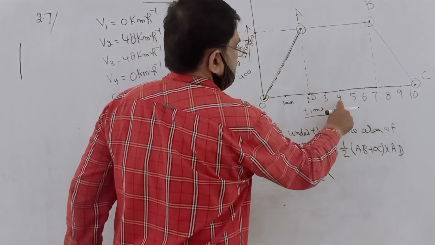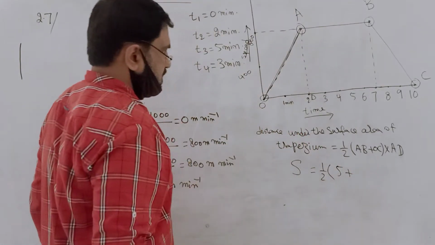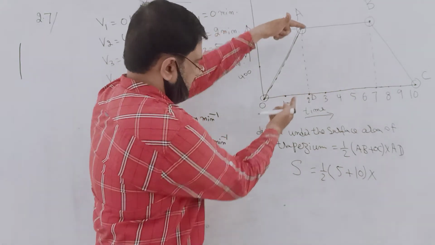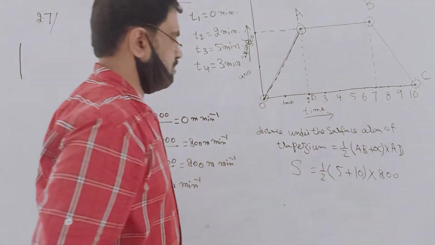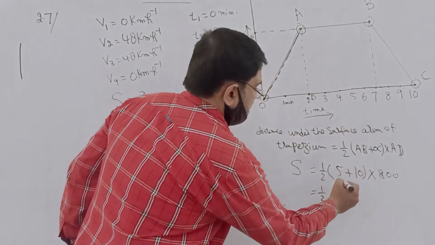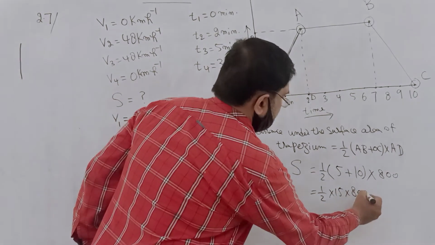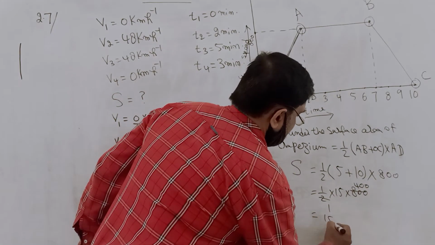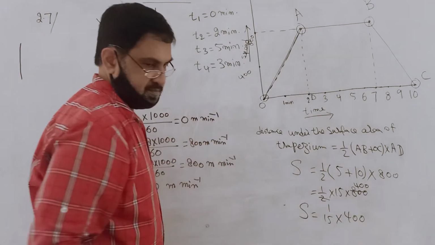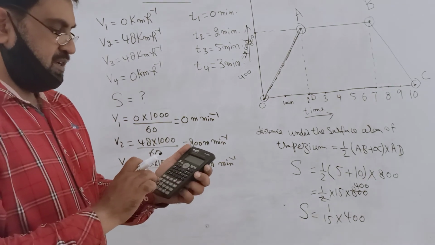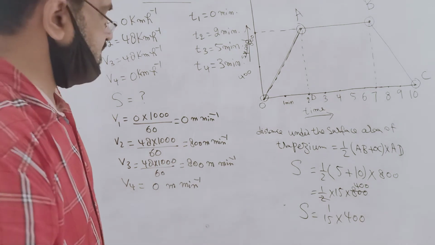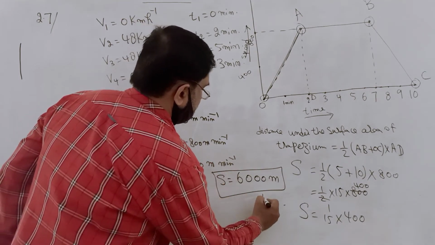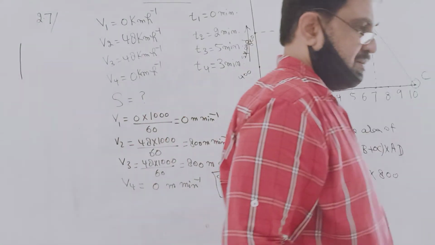AB is 5, OC is 10, AD is 800. 10 plus 5 is 15. 2 ones are 2, 2 fours are 8. 15 into 400 using calculator, and the answer is 6,000 meters.